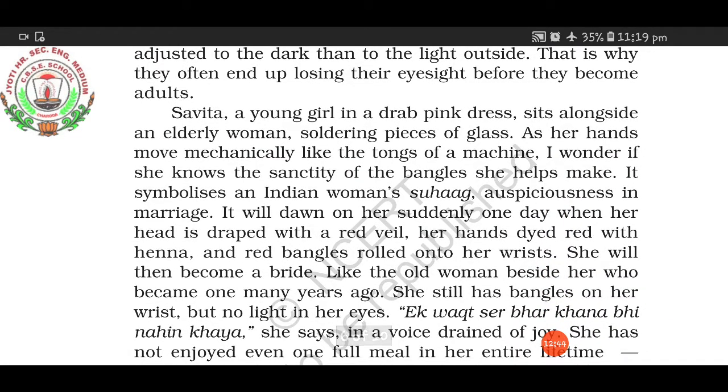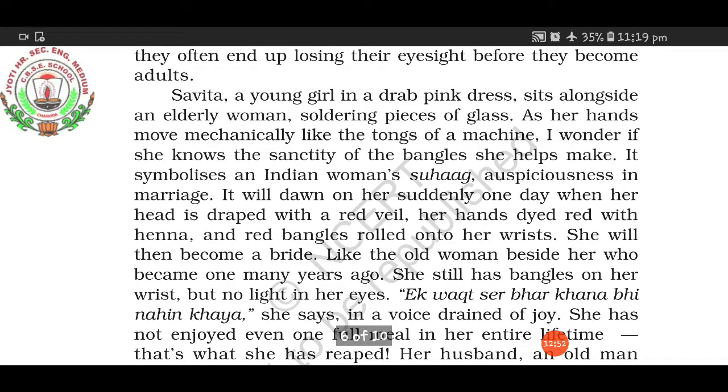It's just to tell about the situation and the way they live. Savita, she's a very young girl, and she's wearing a pink colored frock, and she sits by the side of the old lady, and she is soldering the pieces of glass, means she's welding up the pieces of glass, turning them into a circle.